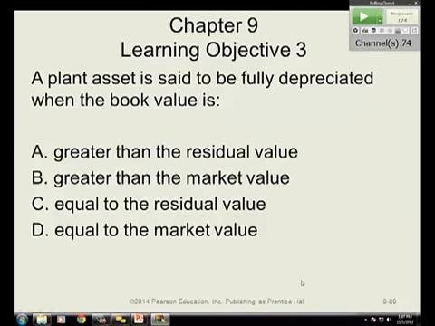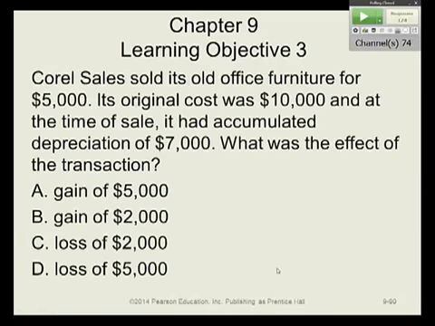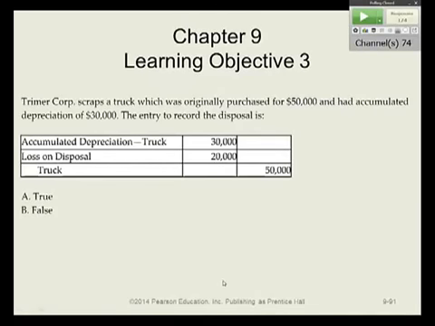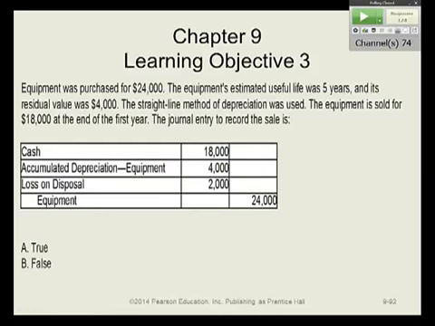I want to take a look at the last two. All right, this one, equipment, and I'll give you some time here. Equipment was purchased for $24,000. It has an estimated life of 5 years, and its residual value is 4,000. Straight line method is used. It is sold for $18,000 at the end of the first year. Is that the correct entry, true or false? If this was the exam, I'd give you 4 different entries to pick, but I just want to make this quick.